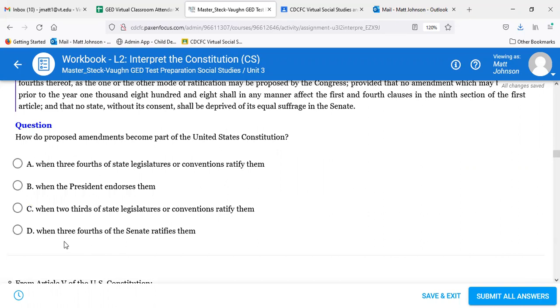Okay, how do proposed amendments become part of the United States Constitution? A, when 3/4 of state legislatures or conventions ratify them. B, when the president endorses them. C, when 2/3 of state legislators or conventions ratify them, or D, when 3/4 of the Senate ratifies them.